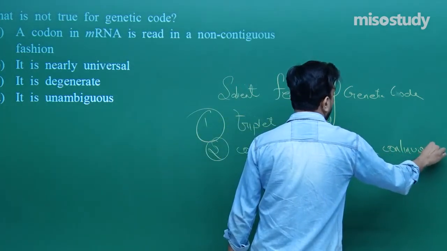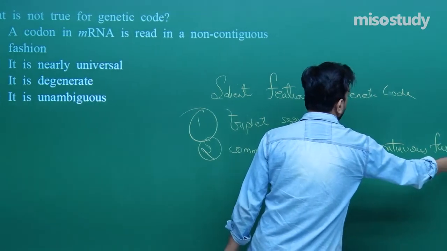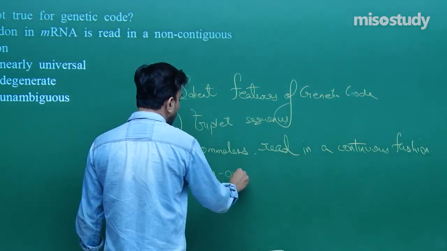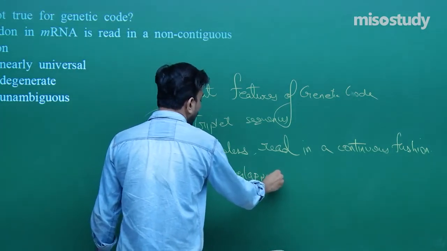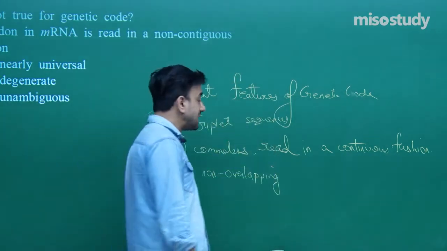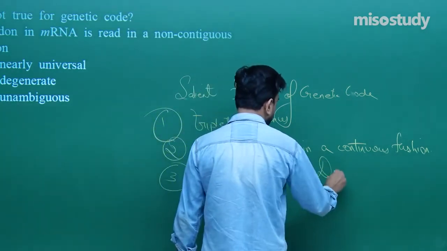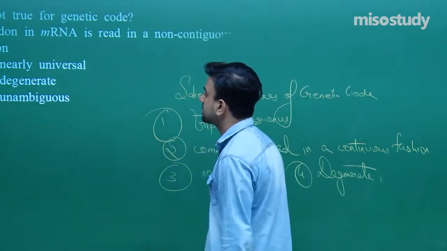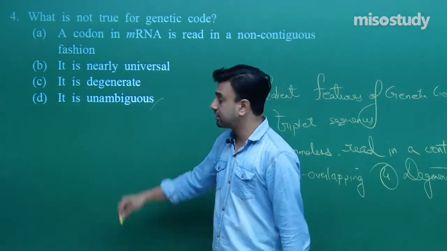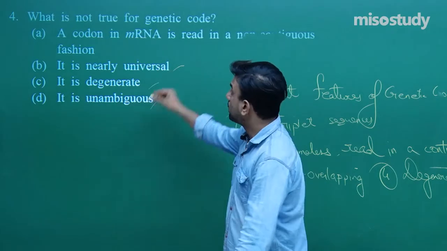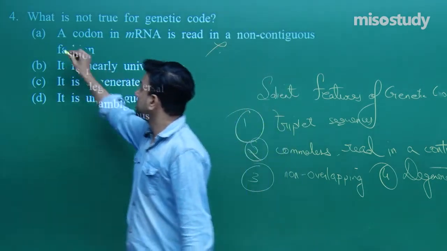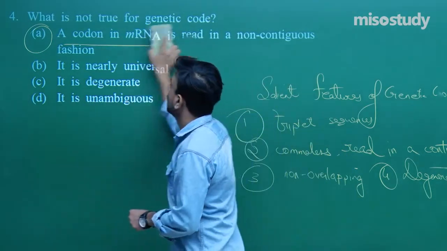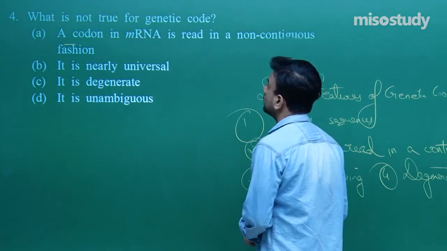Read in a continuous fashion, right? These are non-overlapping, then these are degenerate codes. Yes, unambiguous, degenerate, nearly universal, absolutely, but this is wrong, and hence this is the correct option. Okay, this is wrong. So the correct option will be here, the first one.